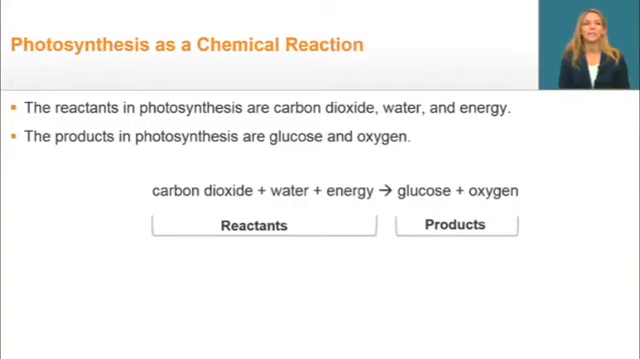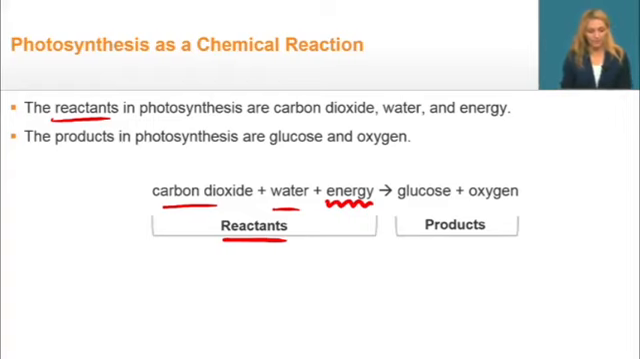We just learned that photosynthesis is a chemical reaction. It contains both reactants and products. This is what photosynthesis looks like as an equation. The reactants in photosynthesis are carbon dioxide and water, and then the energy that powers the chemical reaction. The products are glucose and oxygen.